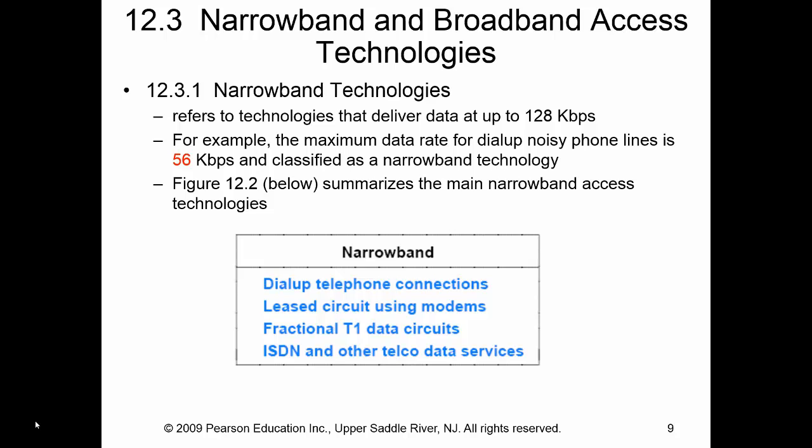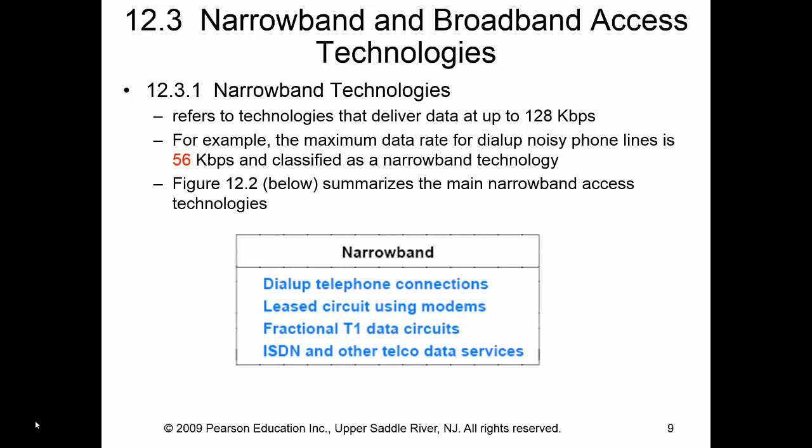So our first narrowband technology is our traditional telephone dial-up connections, our 56K modems. Sadly, some people still use them. AOL still is in existence, and they're alive and kicking, so that's really weird.